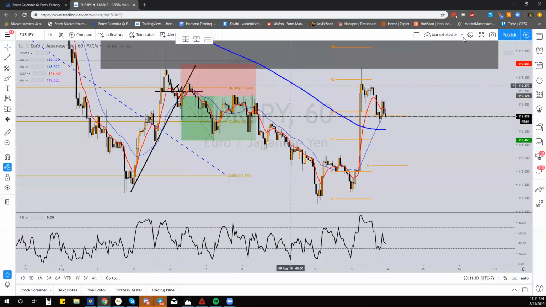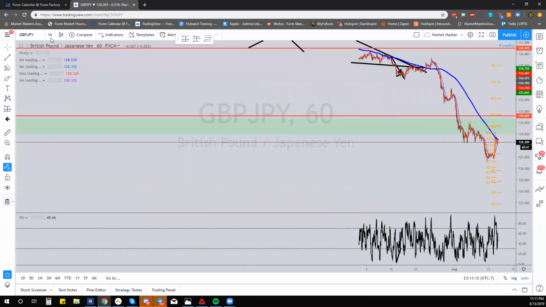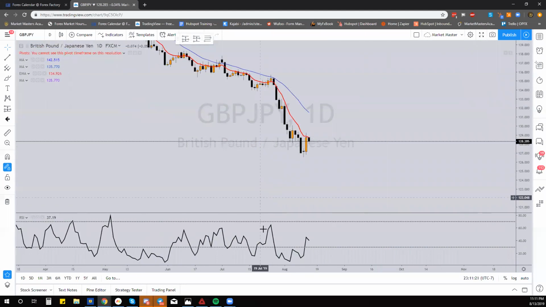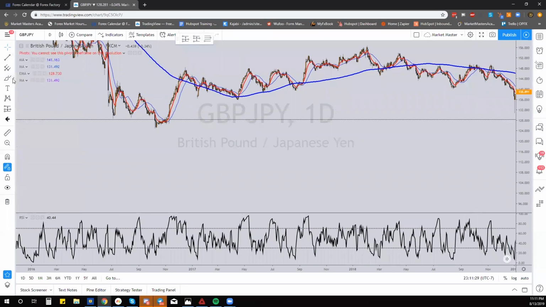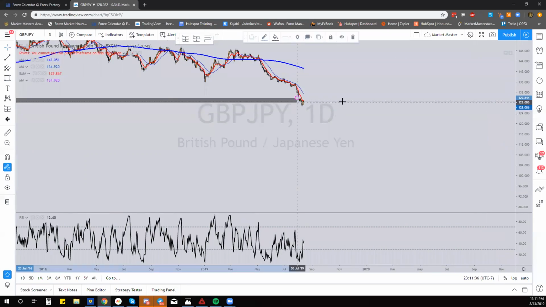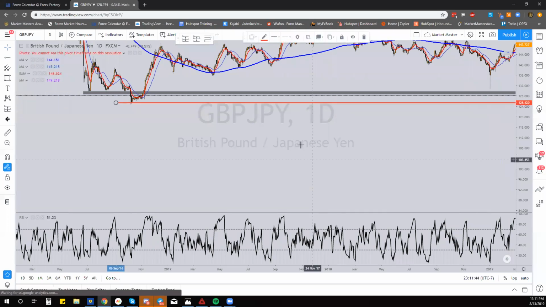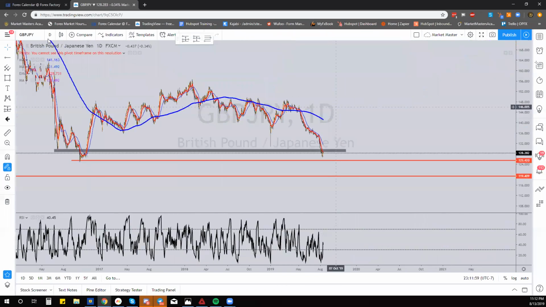Okay, so GBP JPY. I'm going to erase everything and show you guys the top-down analysis of what I would be doing. So, do you see that divergence happening on the daily? Let's see overall. Like a major zone area right here. You get this area. Major support.